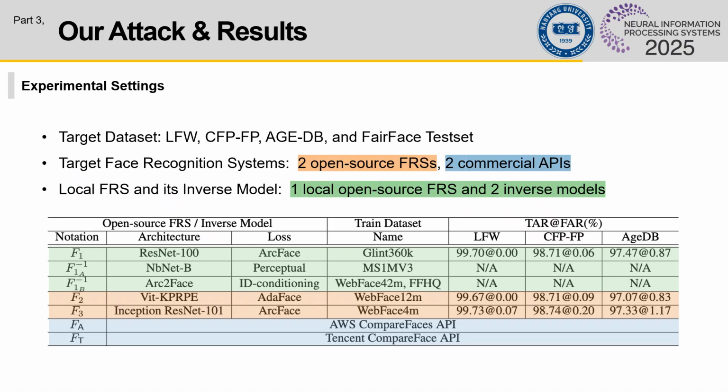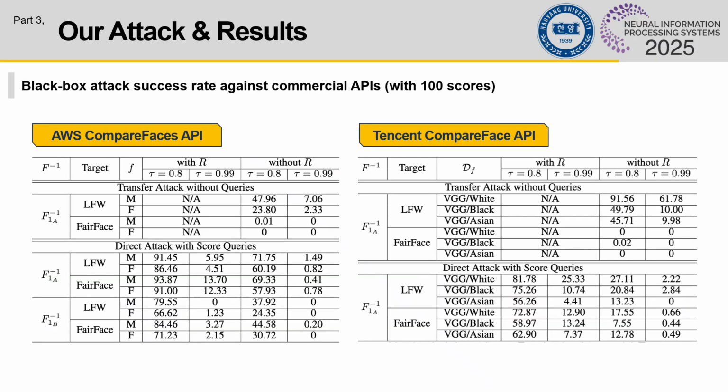Our experimental setting includes multiple target datasets in both open source and commercial systems, including the AWS and Tencent APIs. We also use one local model together with two inverse models for reconstruction. As shown in both tables, even when attacking fully black box commercial systems such as AWS and Tencent, our method achieves high success rates across genders and ethnic groups with only 100 score queries. This demonstrates both the practicality and the query efficiency of our non-adaptive approach.